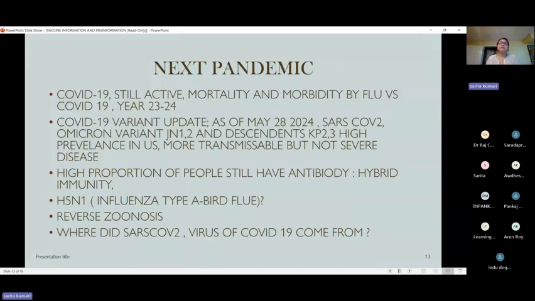The next pandemic, as the CDC has recently warned, will be H5N1, which is influenza type A and commonly called bird flu. It is very important to know that we need to keep an eye on it. So clean hands and mask use, when many people have cough or any kind of symptom, you should be careful. So the next pandemic can be bird flu.